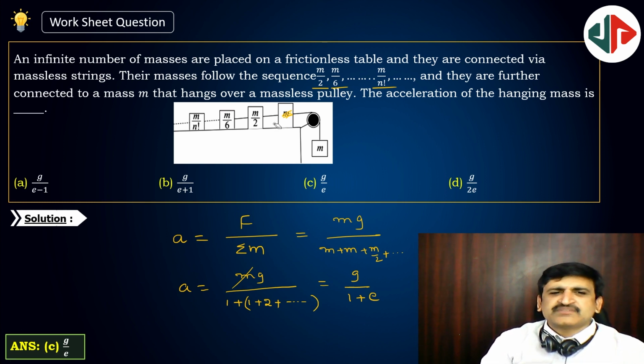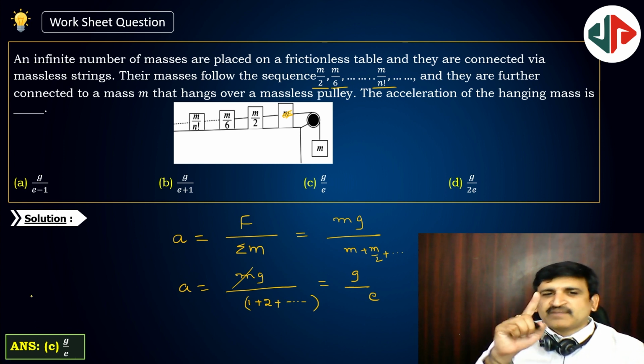As I'm changing the question, I don't want to change the option answer here, so you can take it that this m won't be there, so it isn't m plus m by 2 plus and so on. Then obviously it is e only. So g by e is the correct answer. If m is present, g by 1 plus e. If m is removed, then g by e only is the correct answer.